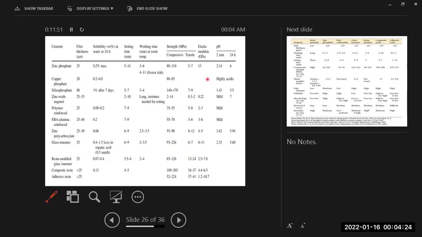Then elastic modulus. For zinc phosphate, the elastic modulus is 13, which is almost nearer to that of the enamel and dentin. So the elastic modulus for zinc phosphate is very significant here. Next to zinc phosphate comes GIC. And copper phosphate is highly acidic, but all the others are not that acidic.